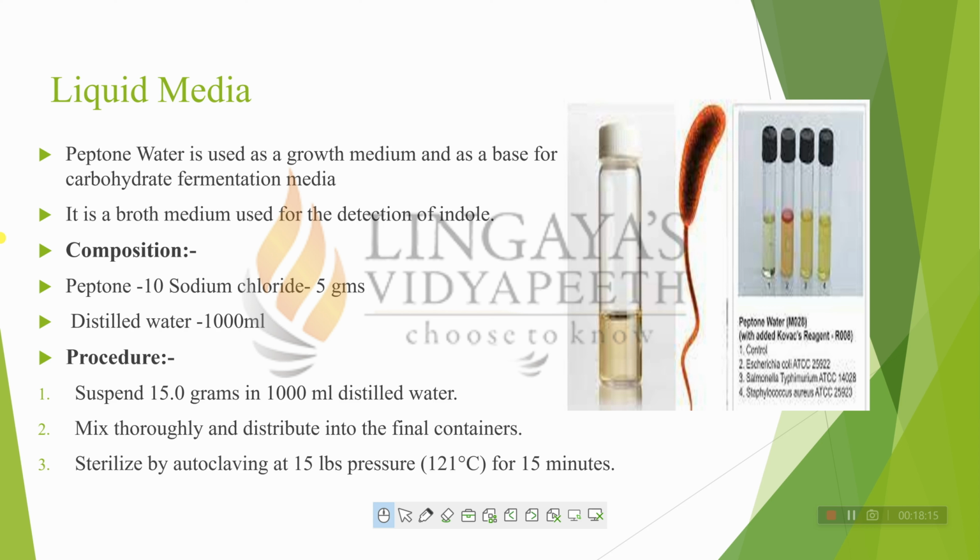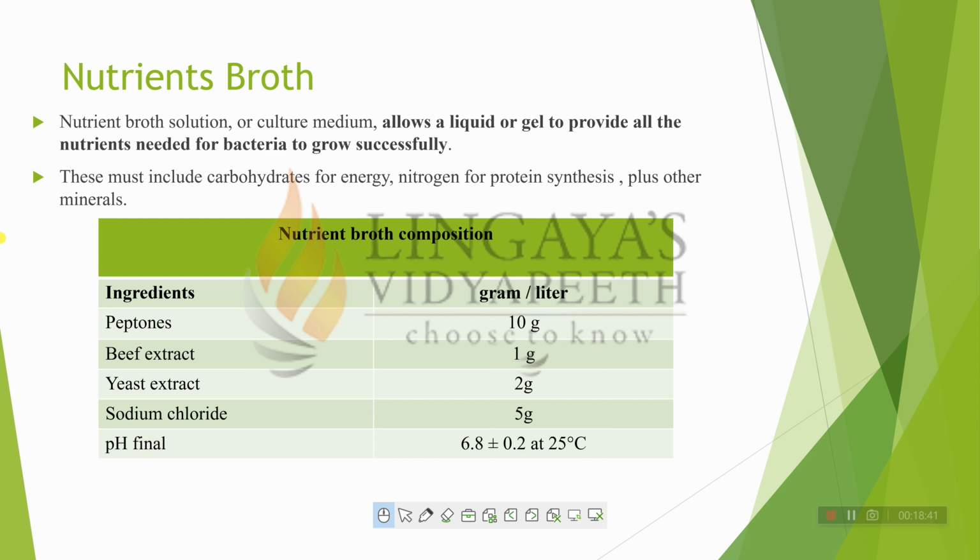Alright. How do we prepare it? We add 10 grams of peptone, 5 grams of sodium chloride, and distilled water up to 1000 ml. Alright, this is how the liquid medium, peptone water, is prepared. Then you have to mix it properly and sterilize it by autoclaving at 121 degrees Celsius for 15 minutes.